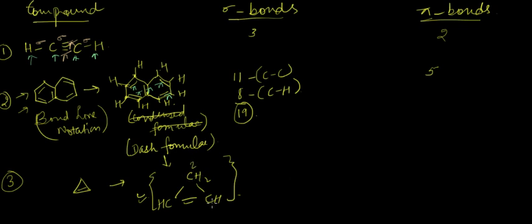So how many sigma bonds are there? 2 for the carbon hydrogen, 1 for the carbon hydrogen, 1 for the carbon hydrogen, 1 here, 1 here, and 1 here. So how many? 1, 2, 3, 4, 5, 6, 7 sigma bonds are there. How many pi bonds are there? There is only one double bond between C and C, so there is only one pi bond.